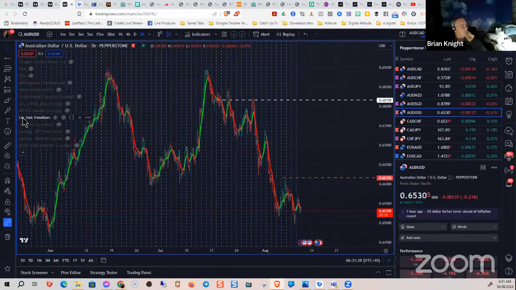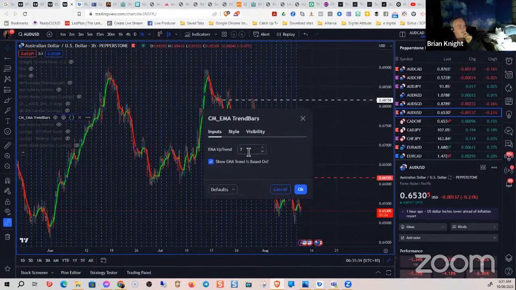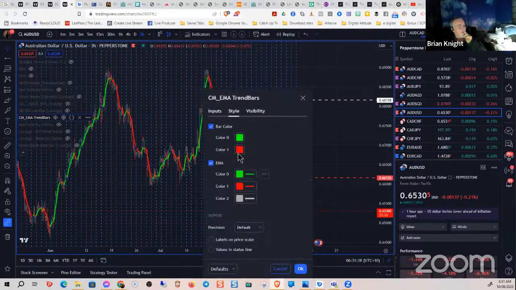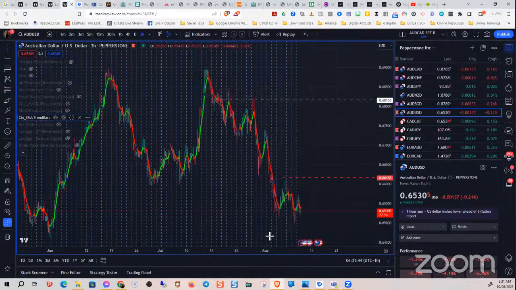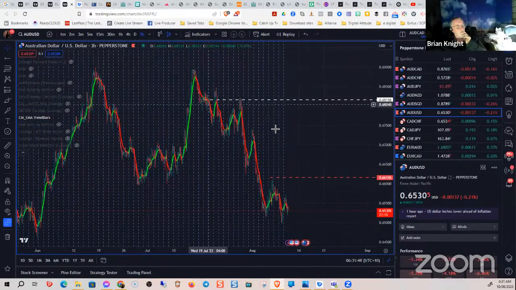It's really simple. One EMA. CM EMA trend bars. Settings 7. Show the trend style. Make sure these are opacity 100 and that's ticked. That's it. And then start looking at market structure and move. But I'll put a video up if I stop here and we go over here.